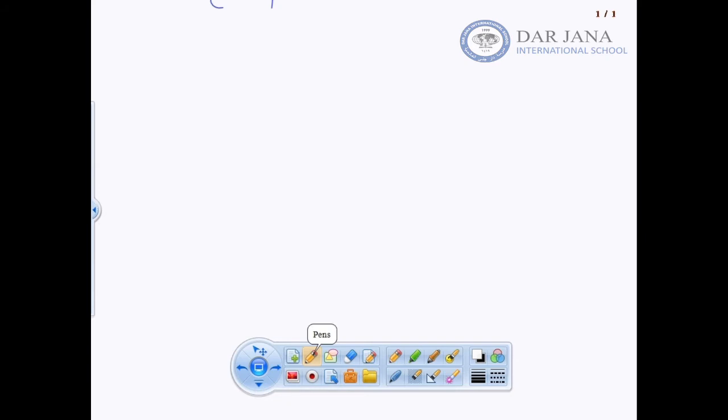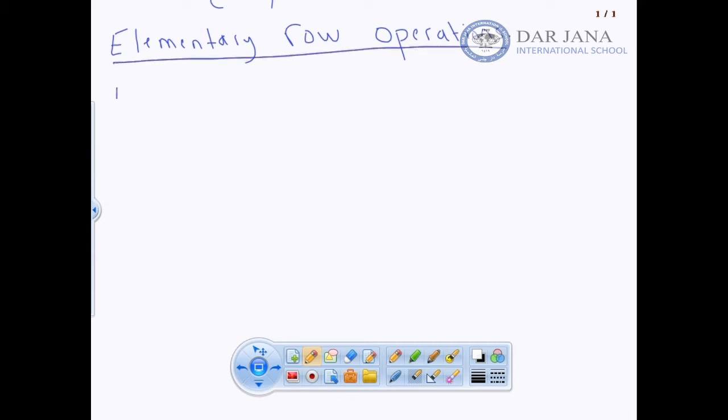Throughout the lesson we will use the following elementary row operations to solve any system of linear equations using an augmented matrix. So what are the elementary row operations? First operation, interchange rows. What do I mean by interchange rows?